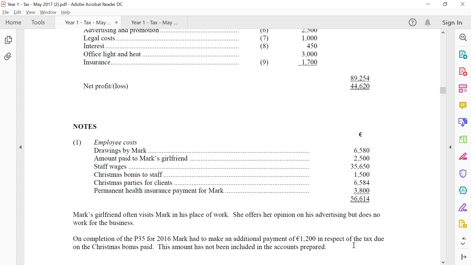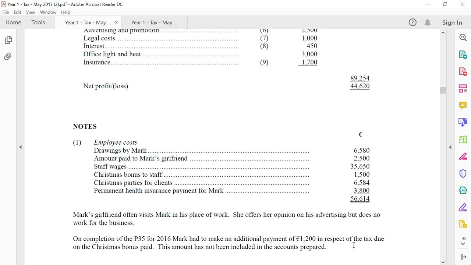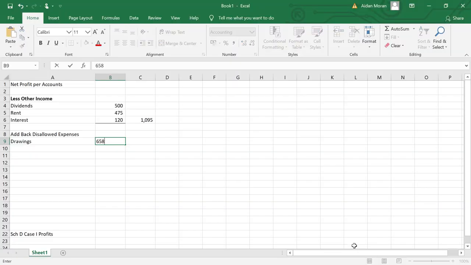Drawings by Mark. Drawings by a business owner for a sole trader are never allowed as a tax deduction. They will always be added back. For example, if I make a profit of 100 million, I can't just have drawings of 100 million to leave a taxable profit of nothing. So drawings of 6,580 are always going to be added back.